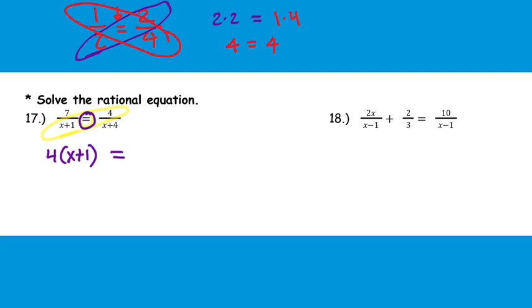We do the same thing here. So because it's equal, not if you're adding fractions, not if you're multiplying, but only if they are equivalent. That equal sign really matters. So we distribute the 4 to the x plus 1, and we distribute the 7 to the x plus 4.